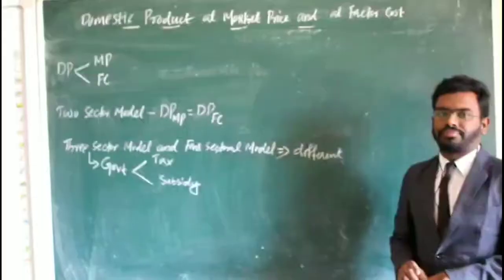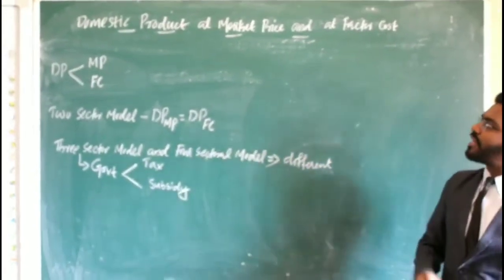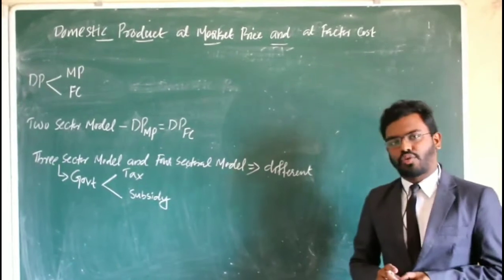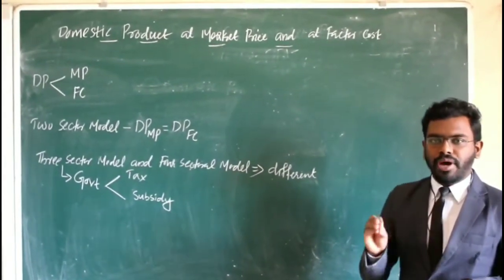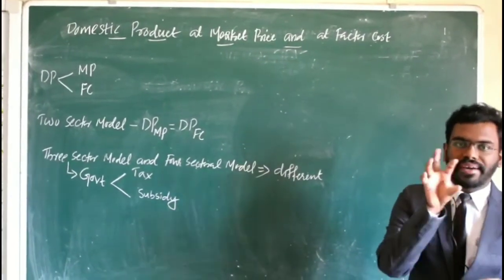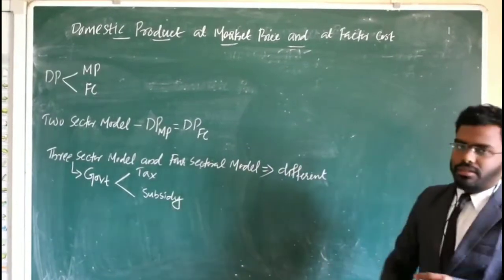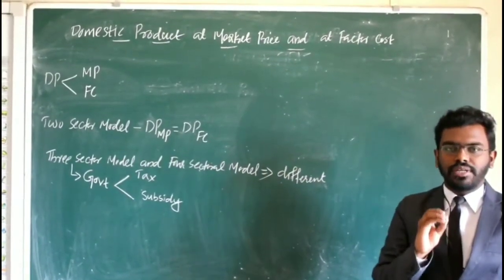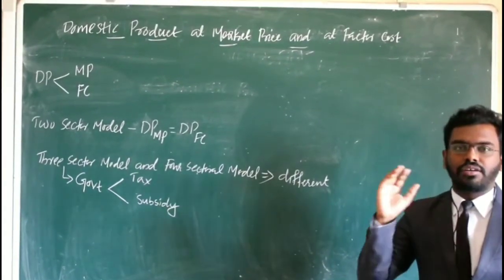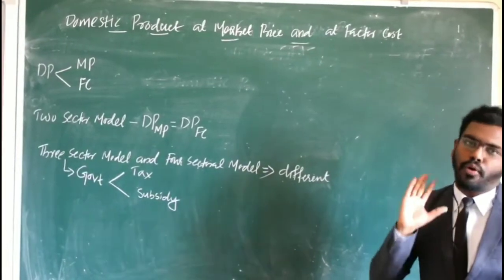Hi students. So coming to our next topic, that is domestic product at market price and domestic product at factor cost. Domestic product at market price means the total amount of goods based on market price, or the value of goods based on market price. And domestic product at factor cost means total product or value of goods based on factor cost. Factor cost means cost on factors of production.